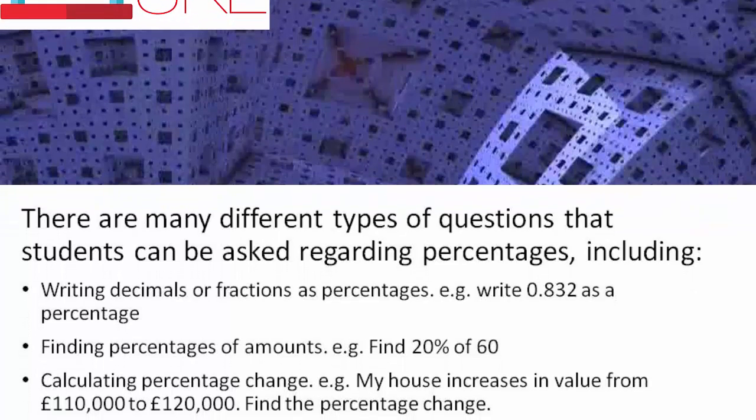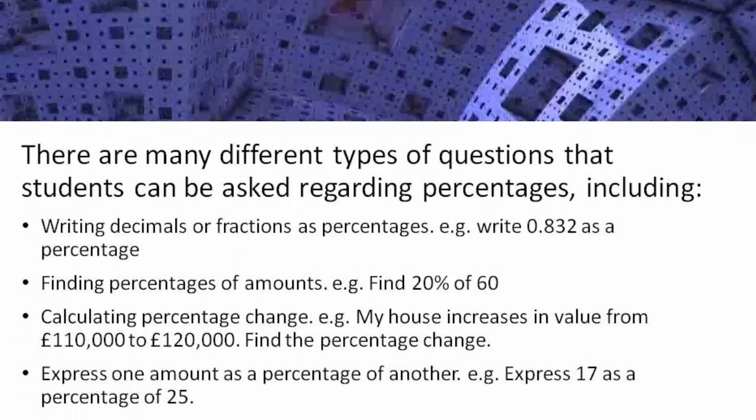Okay, also calculating percentage change. Now, people do forget how that's done, and there's a simple formula which will help you calculate percentage change, and that formula simply is change divided by original times 100. An example of a question like that is something like, my house increases in value from £110,000 to £120,000, find the percentage change. Naturally, the calculation you're going to do there is 10,000 divided by the original, which was 110,000, times 100.